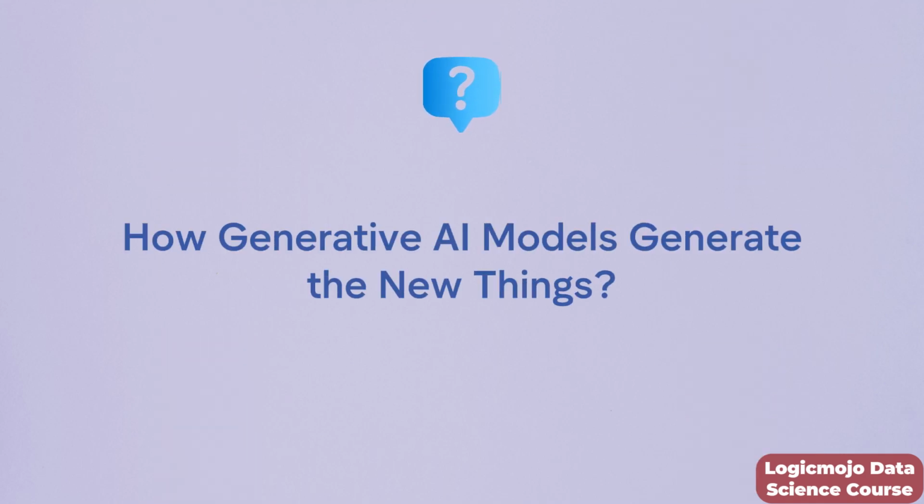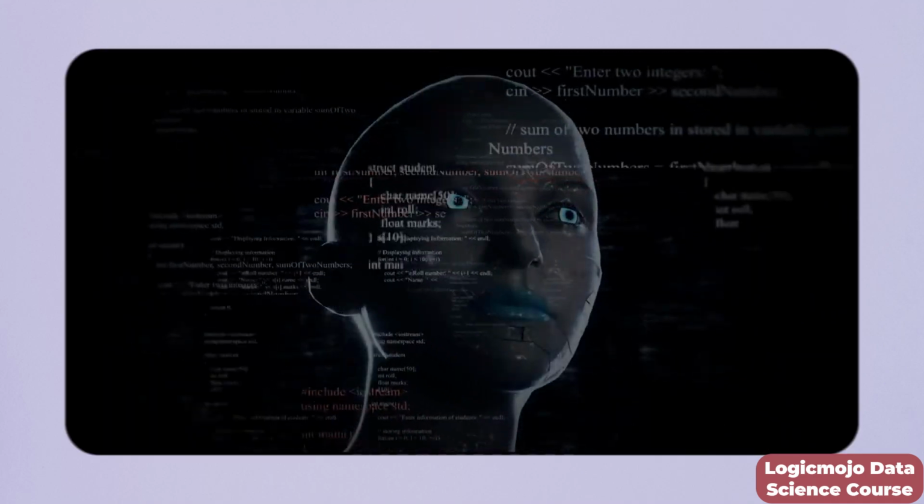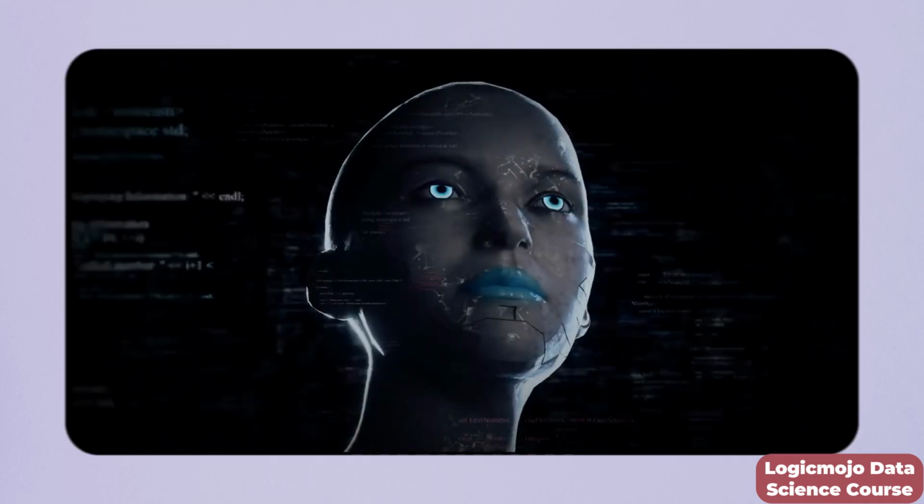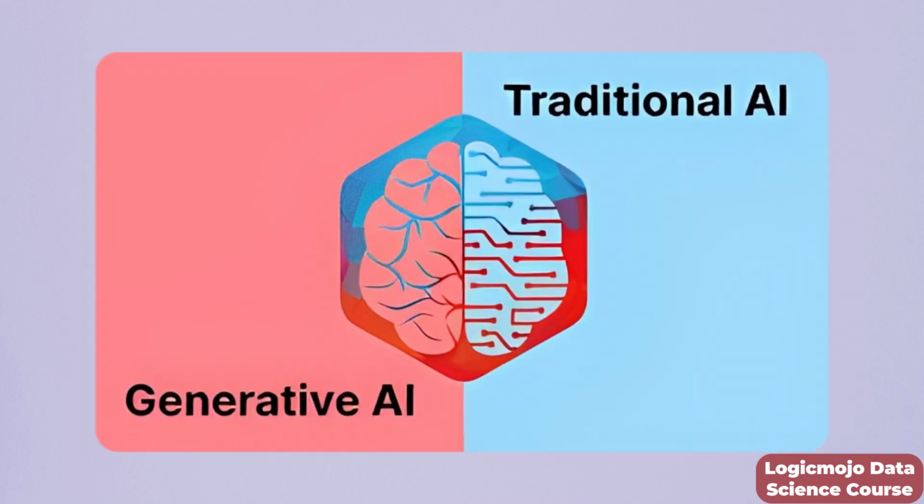But the question is, how do Gen AI models generate new things? Well, it uses pre-trained models or fine-tunes them on a very small set of examples. So basically in normal traditional AI, we are using very huge data sets. But in the case of generative AI, we have to use only a very small set of examples to train it.